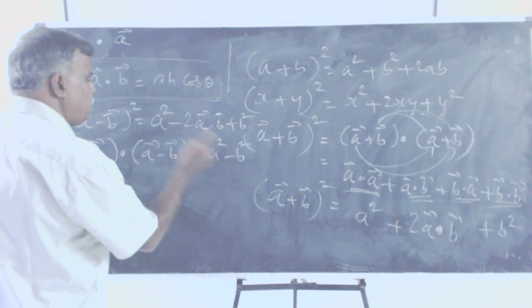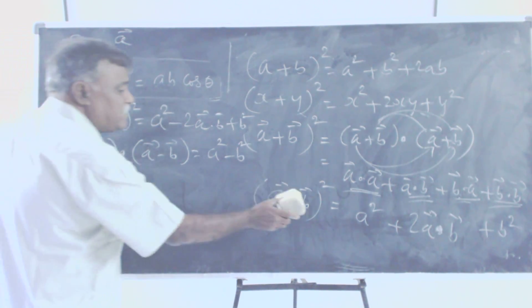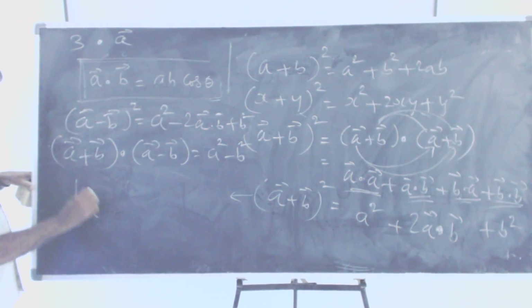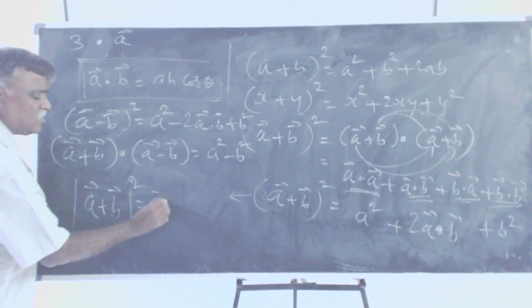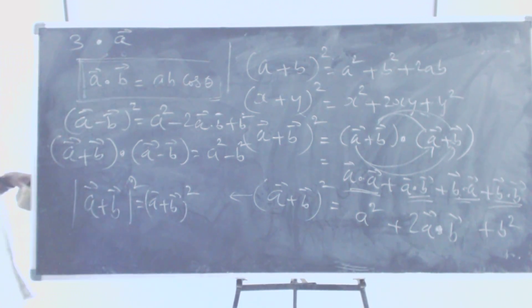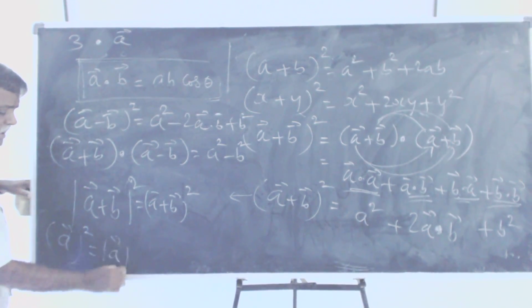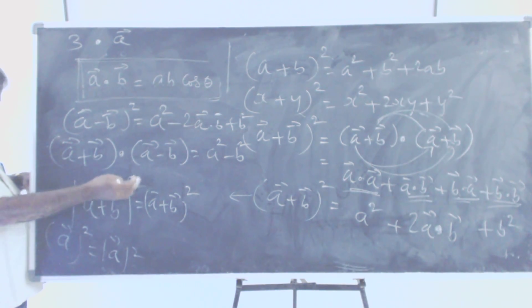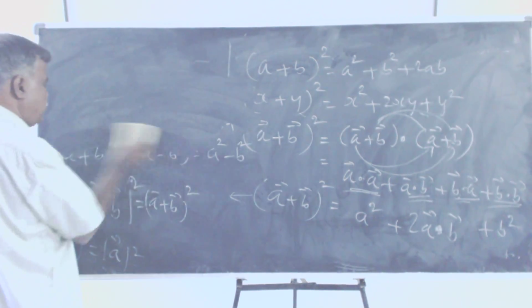So, these three results will play a vital role in doing big problems. See, A plus B whole square, remember this, can also be written as modulus of A plus B the whole square. Both are one and the same, because this is nothing but A plus B whole square. As I already told you, A vector whole square is same as mod of A vector whole square. Same concept. Instead of A, you have A plus B. Mod of A plus B whole square is same as A vector plus B vector whole square. Right. So, what have we seen so far?